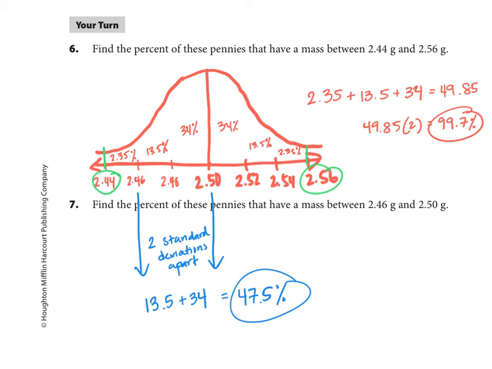Okay, and then number 7, I decided not to draw a new normal curve. I just took the weights I wanted to look at. 2.46 is here. I said it's 2 standard deviations apart from the mean. 2.50 is the mean. So I took the percentages that fell in between on that normal curve picture, and it's 13.5 plus 34 gave me my percentage. So pretty close to half of the pennies have a weight that's in between those.